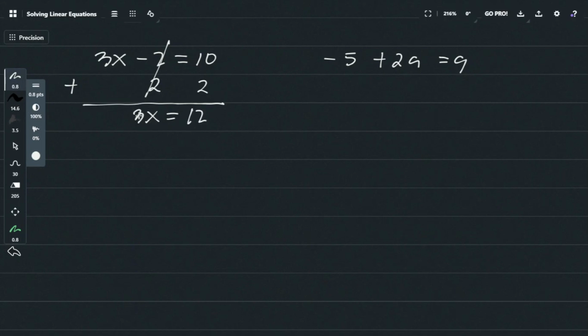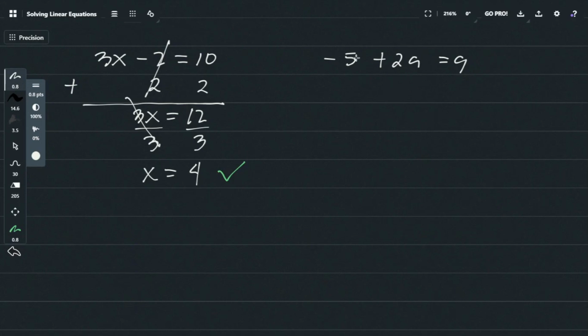So we can get rid of our coefficient by dividing both sides by 3. And cancel this out. So we have x is equal to 12 divided by 3, which is just equal to 4. So the correct answer is x is equal to 4.